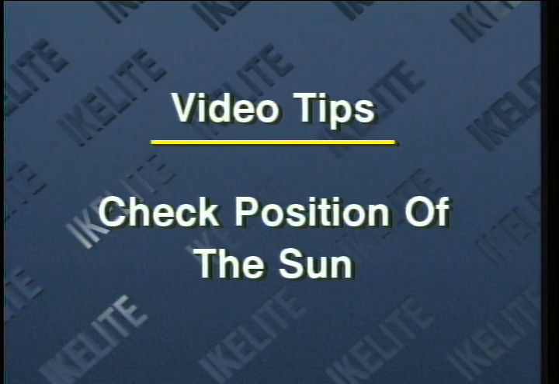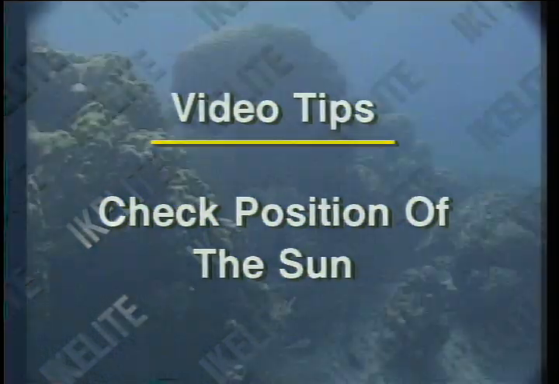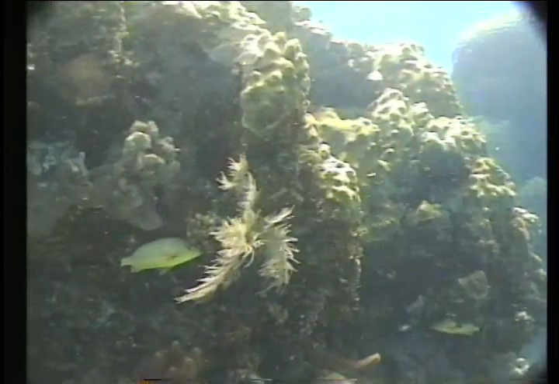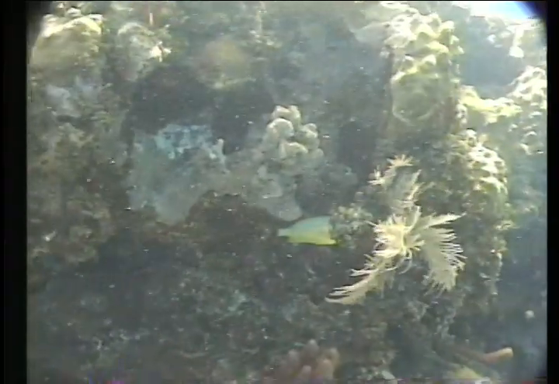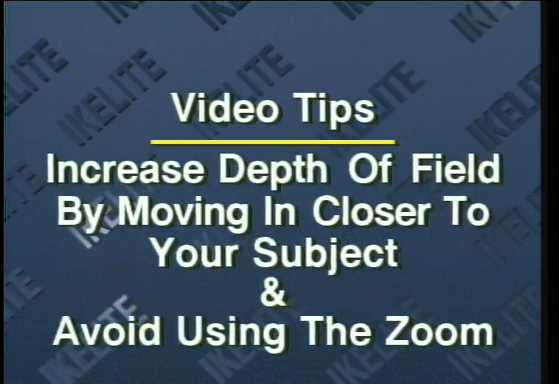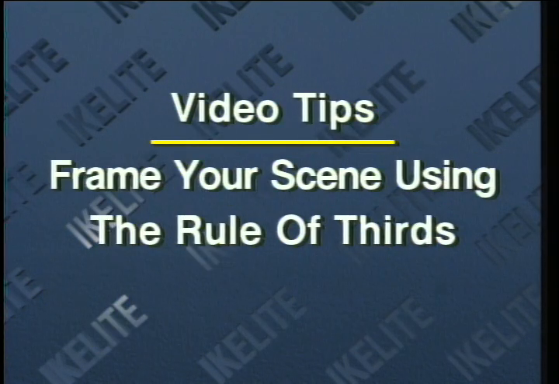Check your buoyancy. Find a scene and check the position of the sun. Make certain there isn't a lot of scatter in the water. If there is, either move to another scene or wait for the scatter to clear. Take time to see the action through your viewfinder before you begin recording. Increase the depth of field by moving in close to your subject and avoid using the zoom. Frame your scene using the rule of thirds as a guide.